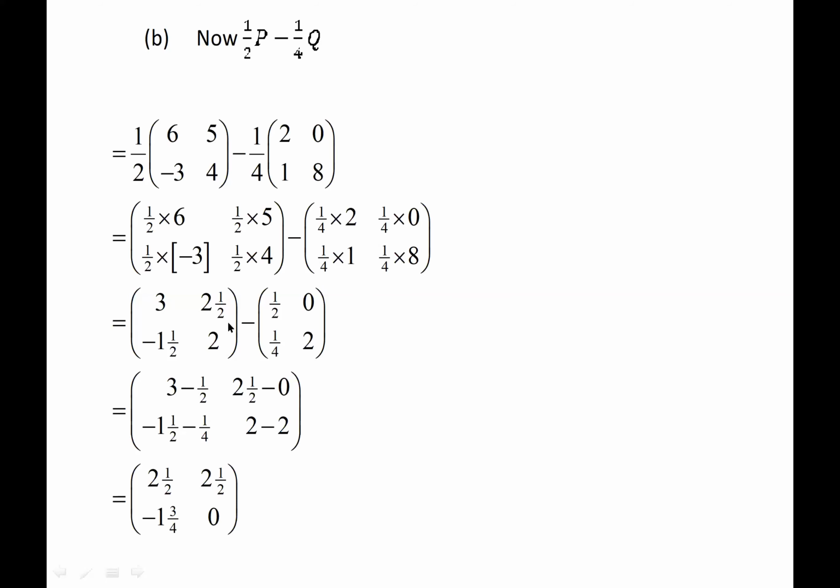And then 3 take away a half will go on top. 2.5 take away 0 will go here. -1.5 minus a quarter. Remember, you have to be dealing with corresponding elements. So -1.5 minus a quarter will go here. And then 2 minus 2 will go right here. All right. So remember, you have to work with corresponding elements. What will give people trouble is this calculation here more than anything else. The rest should be easy, right? So 3 take away a half is 2.5. 2.5 minus nothing, 2.5. 2 take away 2 is 0.